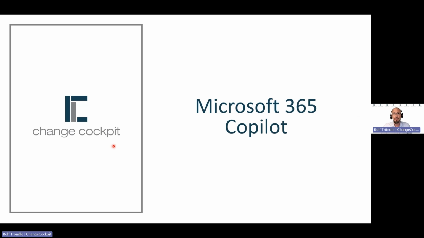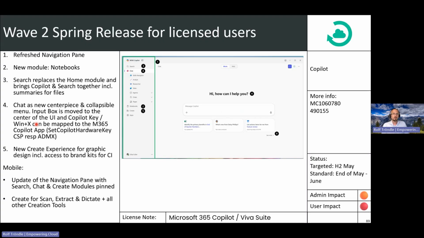So let's start with Microsoft 365 Copilot changes for this month. Wave 2 spring release is rolling out. It's rolling out for licensed and for unlicensed users. Let's start with the licensed user. With licensed, I mean Copilot 365 licensed users.